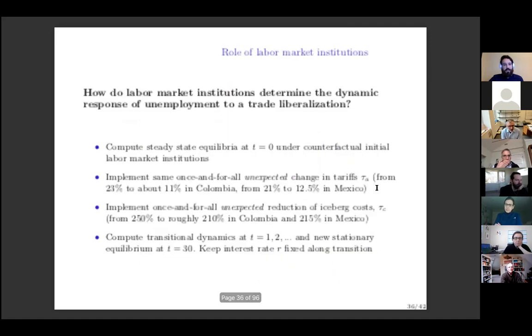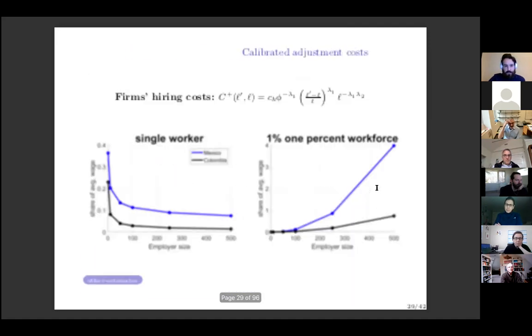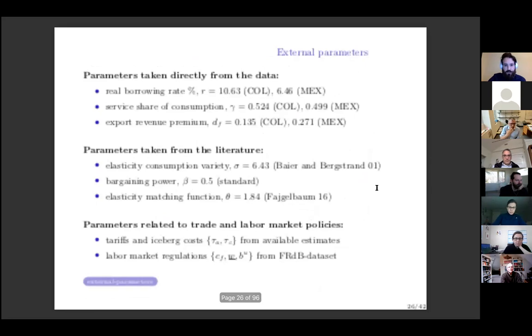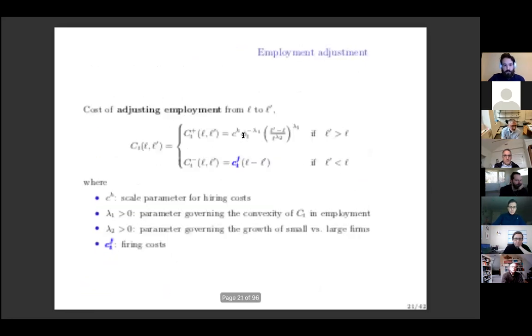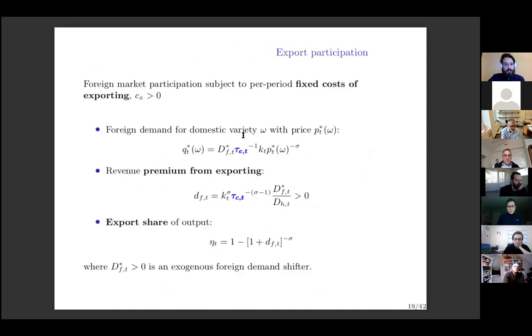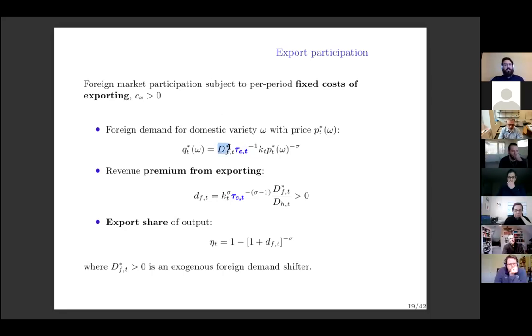It shows up in this parameter here, which is the export revenue premium. If we go back to the demand, the foreign demand for domestic variety depends on an exogenous demand shifter and on the export cost that also affects domestic work. So if there is a reduction in tariffs from the rest of the world, it would basically show up as an increase in this parameter here.